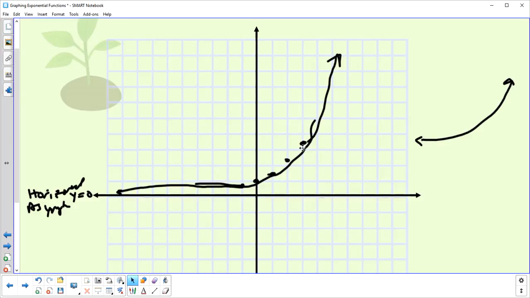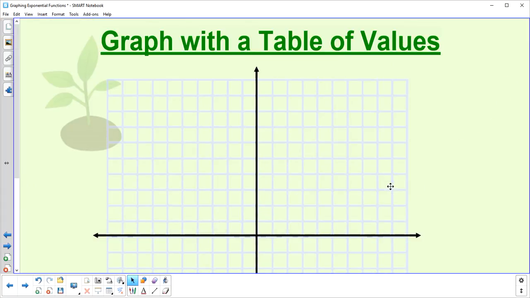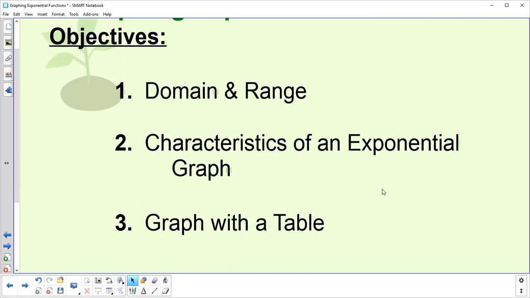Okay, if it had been a decay function, we would just be coming down and getting really close to that x-axis, but not actually crossing it. Okay, so that is it for our graphing exponential functions. Biggest thing is that we're going to have a table and plugging in the values like we did in class and figuring out what those values are, and then we can graph our points and draw a smooth continuous curve.